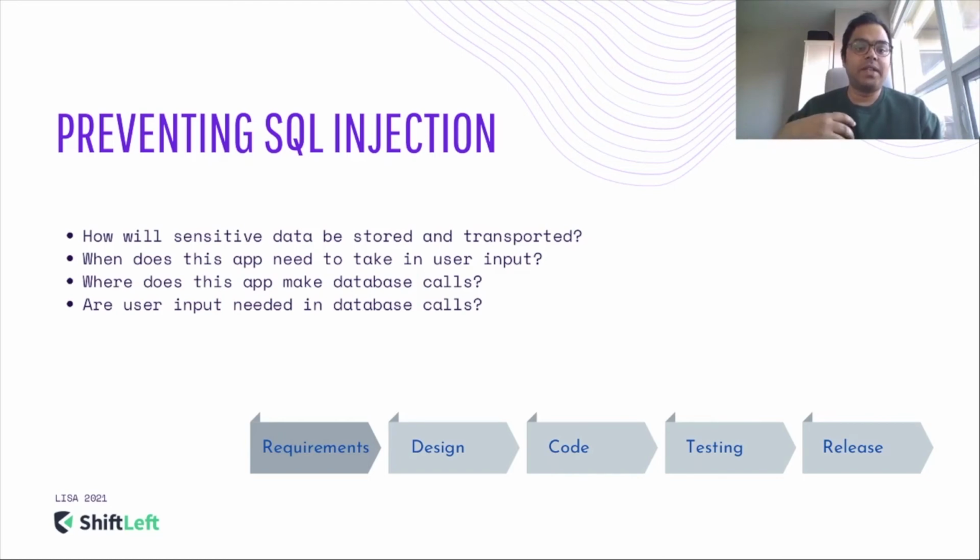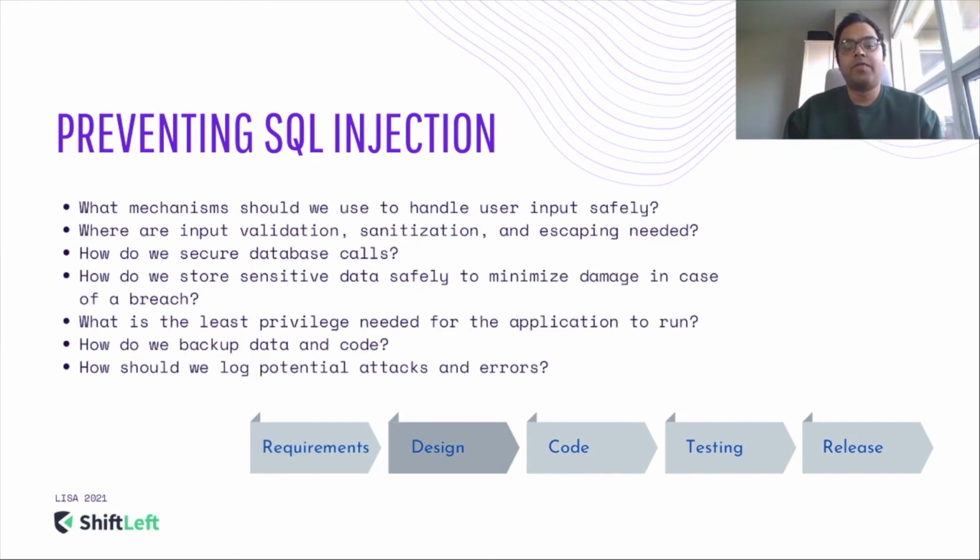and then where this app is going to use this sensitive data. How is it going to make the database calls? How are you going to use the inputs? Are you even going to need those user inputs? And once you have decided on those requirements and thought about them from the security perspective, you would move to design.